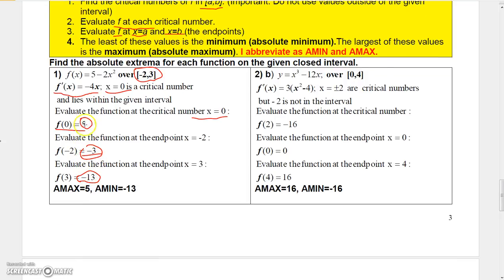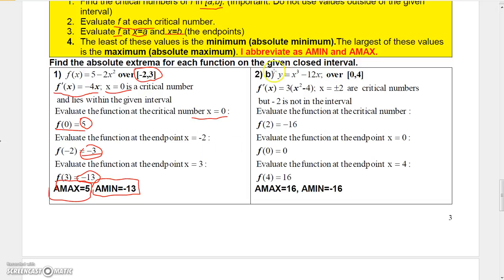So the smallest of those three numbers is going to be the absolute minimum, and the largest is going to be the absolute maximum. Well, the smallest is -13, so that's your absolute minimum over that closed interval, and the largest is 5, so that's your absolute maximum. Alright, let's look at another one.